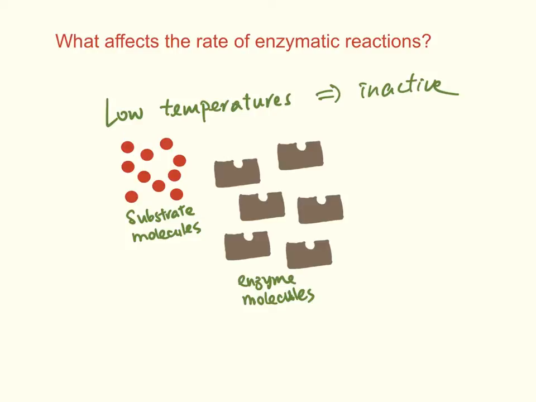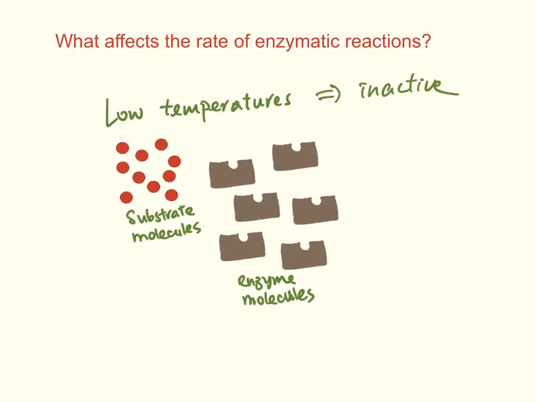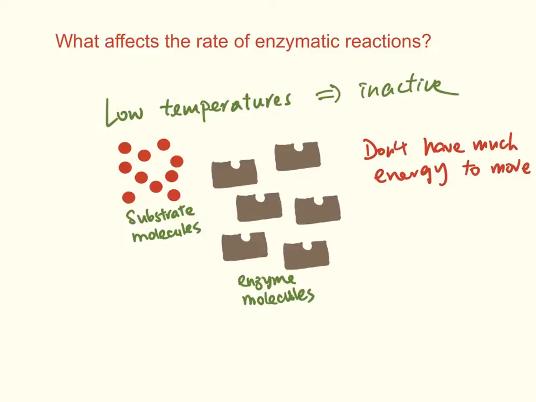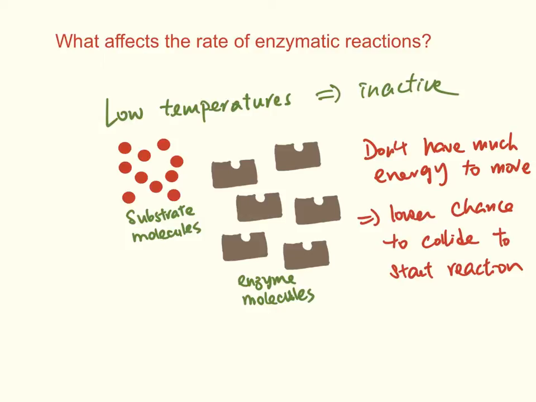Now these are substrate molecules and these are enzyme molecules. At a low temperature, they tend to move very slowly. So by moving slowly, because they don't have much energy to move, it will lower the chance of them bumping into each other to start a reaction. So this will cause reaction rates to be lower.